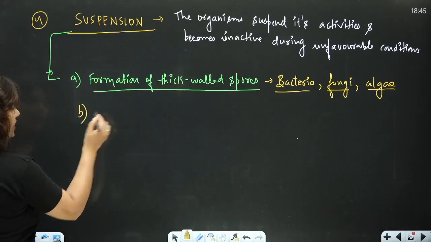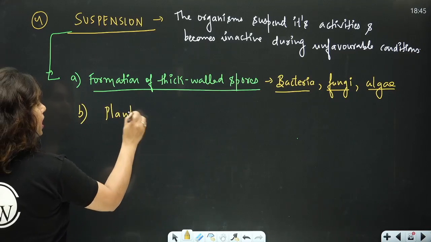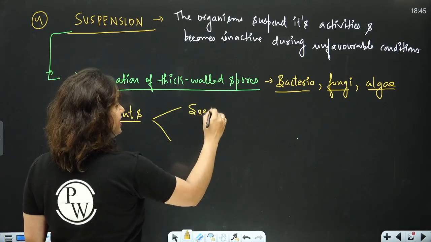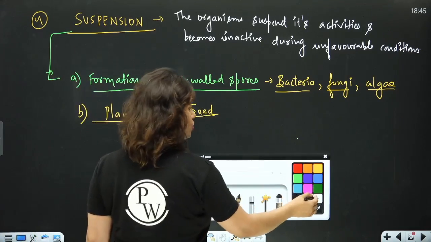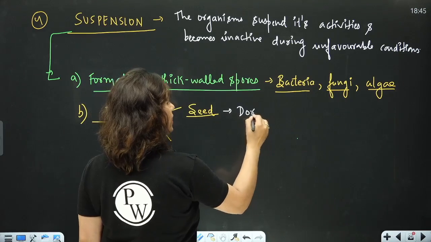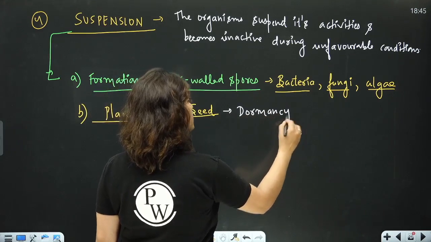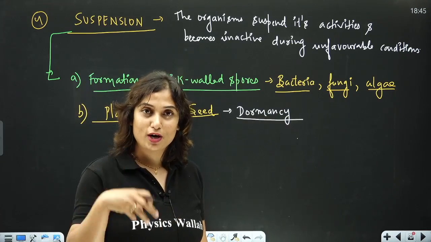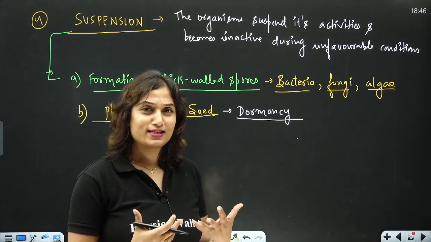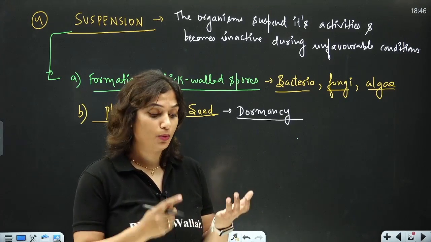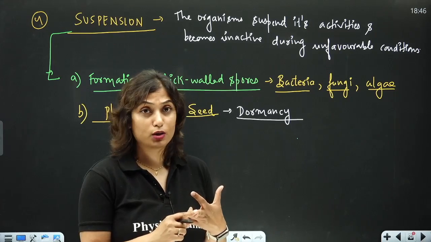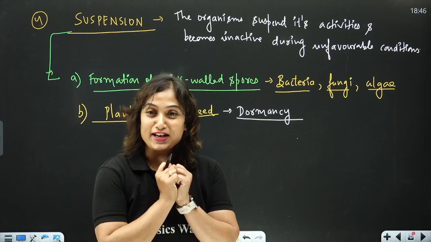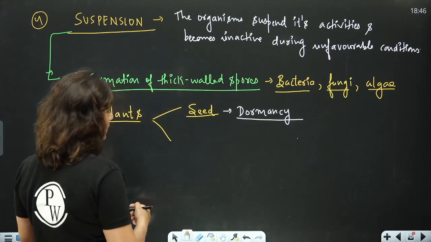Then comes the example of plants. How do plants suspend? Plants form seeds, and the seed shows a very important property, and that is called dormancy. When the embryo present inside the seed finds that the conditions are not favorable, proper light, water, nutrients are not available, then the seed will be inactive, the seed will be dormant, right? So this is the example of suspension.